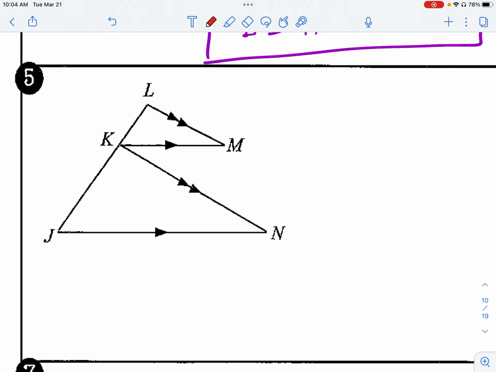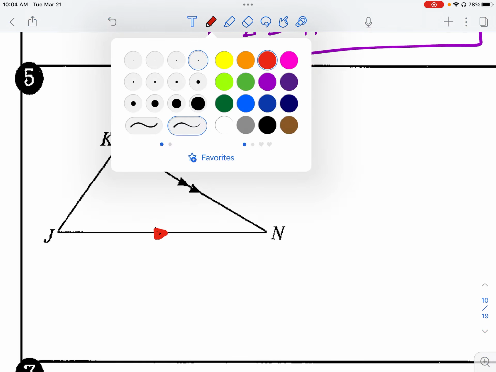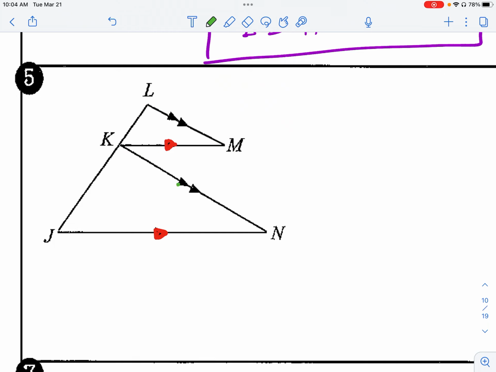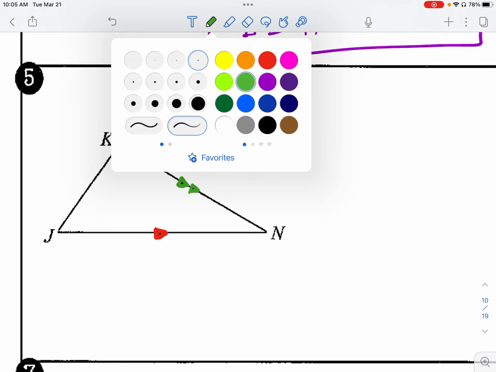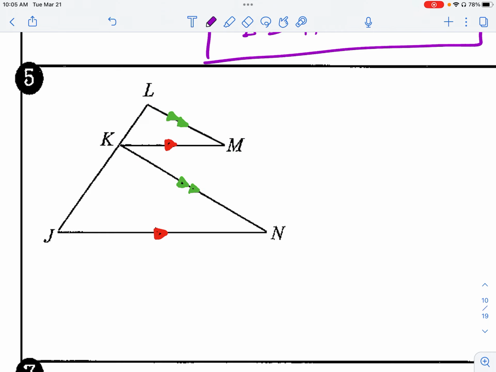All right, so here we have parallel lines because we have the arrows. And then here we have 2 arrows and 2 arrows. So 1 arrow goes with 1 arrow, 2 arrows go with 2 arrows. We have 2 sets of parallel lines. And as we all, I'm sure, remember, we're either looking for alternate interior, alternate exterior, corresponding, or consecutive interior angles.